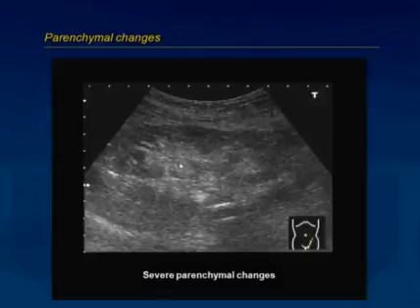Moving on to the next picture, a transplant that may even be difficult to find in a patient who has already returned to dialysis, no clear-cut border to the surrounding tissue at all, and very inhomogeneous parenchyma. So this is what we would call severe parenchymal changes.